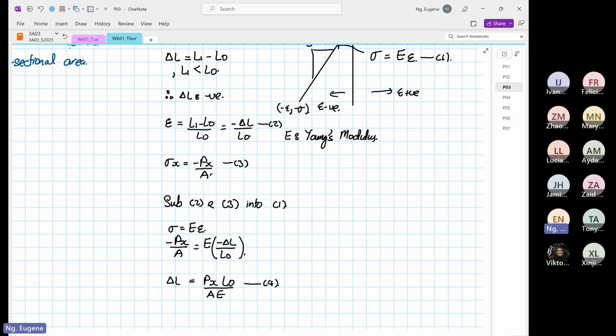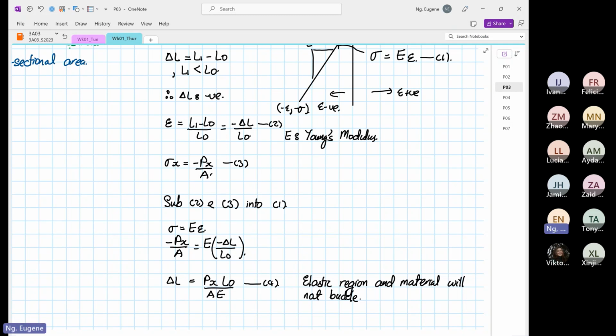So this equation is very familiar. You've seen this equation before in your static analysis, or sorry, in 2P04. Now this equation over here is only true if the material is in the elastic region. And more importantly, the material will not buckle. So the material will not go into buckling.